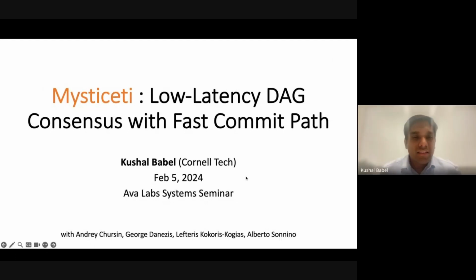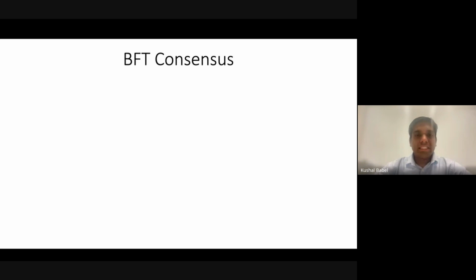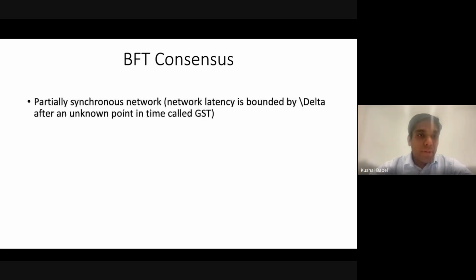Great. So hi, everyone. I'll be presenting our work on this new DAG-based consensus protocol called Mysticeti. This is joint work with my collaborators at Mysticeti Labs. So the setting for this work is BFT consensus, where we are operating in a partially synchronous network. Formally defined, these networks are not well behaved until a certain point, which is GST, global stabilization time. And after that, you have some bounds on how long the packets will take to deliver.